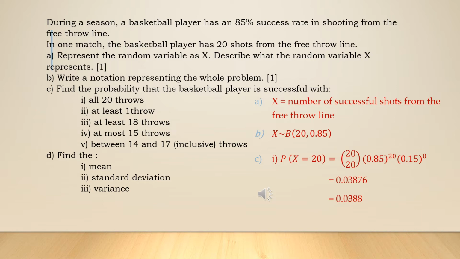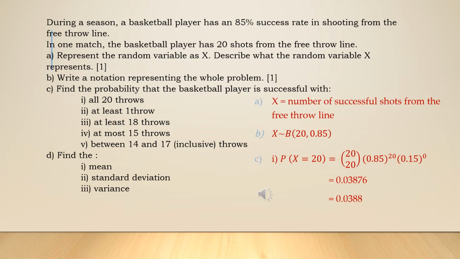Letter C, find the probability that the basketball player is successful with all 20 throws. This problem could be represented by the notation probability where x equals 20. If we're working on paper 1 or even paper 2, we are required to show some solution. So it's going to be the combination 20 choose 20, times the probability of success, 0.85, raised to the value of x, which is 20, times the probability of failure, 0.15, raised to n minus x, or 20 minus 20, which is 0.